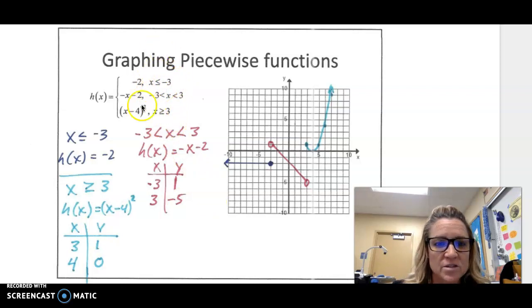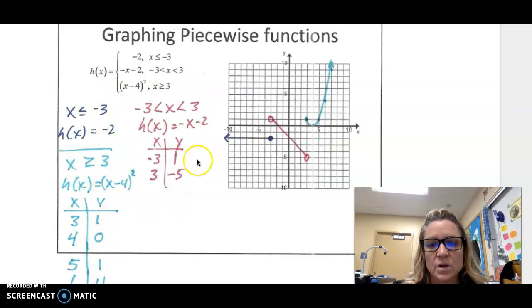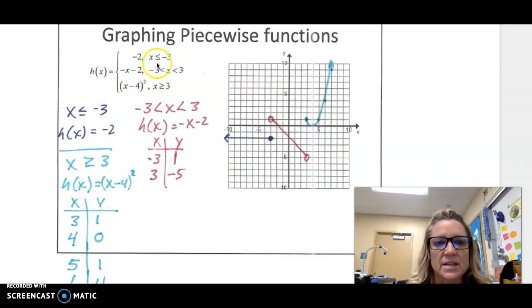So this one has 3 parts. When x is less than or equal to -3, when x is between -3 and 3, and when x is greater than or equal to 3. So this part should be easy. This one's going to be a constant, meaning that it's a horizontal line at -2 going to the left since it's less than or equal to. So that's that part of the piecewise.